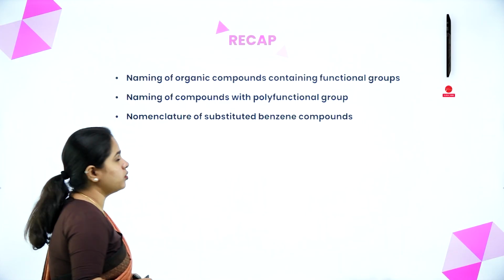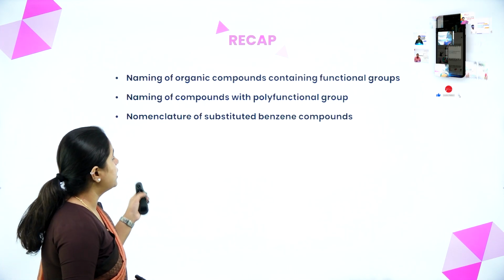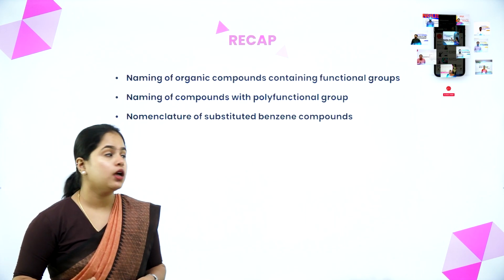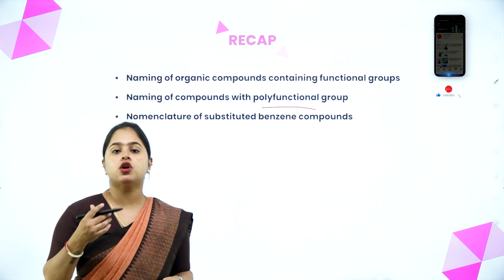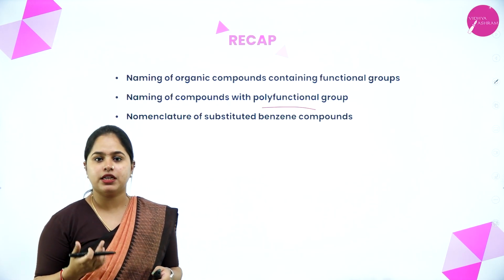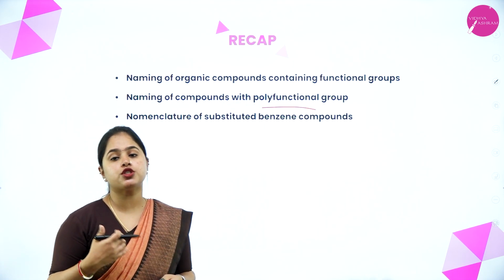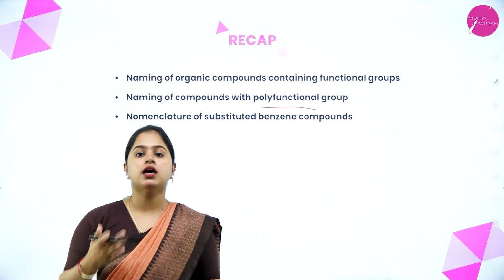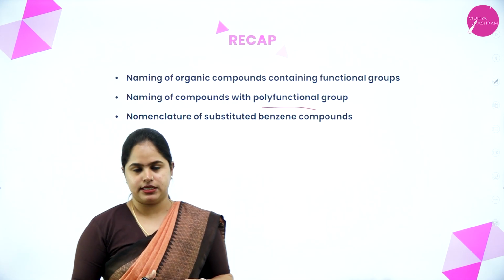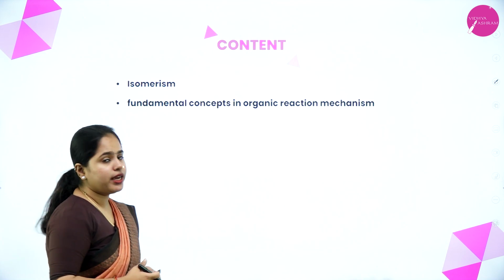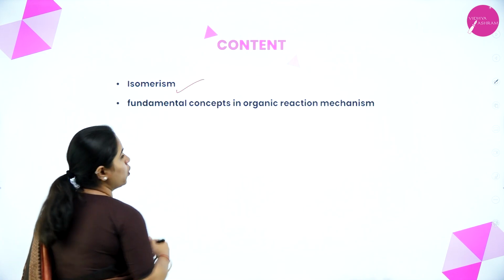We discussed the naming of organic compounds containing functional groups and the naming of organic compounds with polyfunctional groups. That is, if more than one functional group is present, based on the priority, we have to name it as prefix or suffix, right? And then the next one was the nomenclature of substituted benzene compounds. We studied mono as well as di-substituted as well as poly-substituted benzenes, right? Now, in today's session, we are going to study the next important topic, that is isomerism.